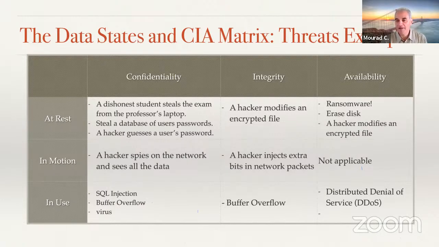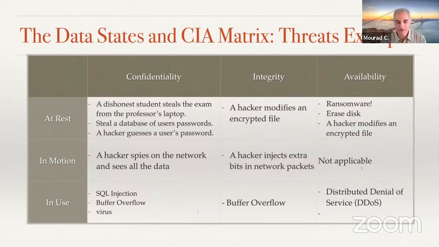Let's take another example. Availability at rest, right? What kind of attacks are possible? One that is very popular nowadays is ransomware. Ransomware is a scenario where a hacker encrypts your data that is on your disk and demands a ransom, or money, in order to decrypt the data so that you can access it again. In this case, as a user, you won't be able to access the data because it's encrypted, and only the hacker has the decryption key. Another scenario for losing availability at rest is when a virus on your machine erases the disk. Then the data will not be available anymore.